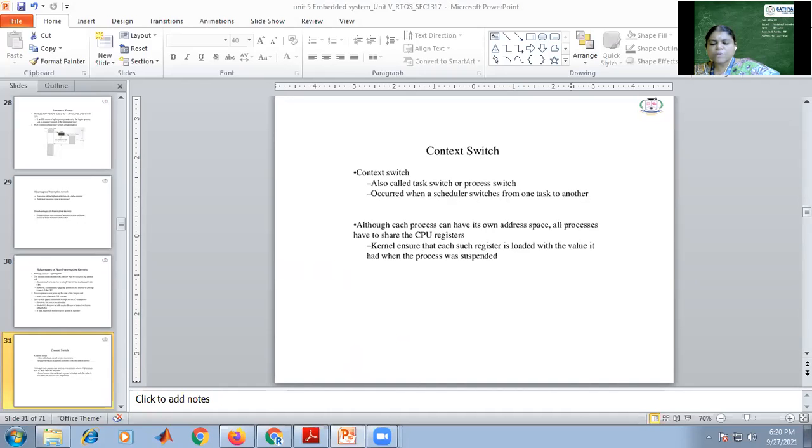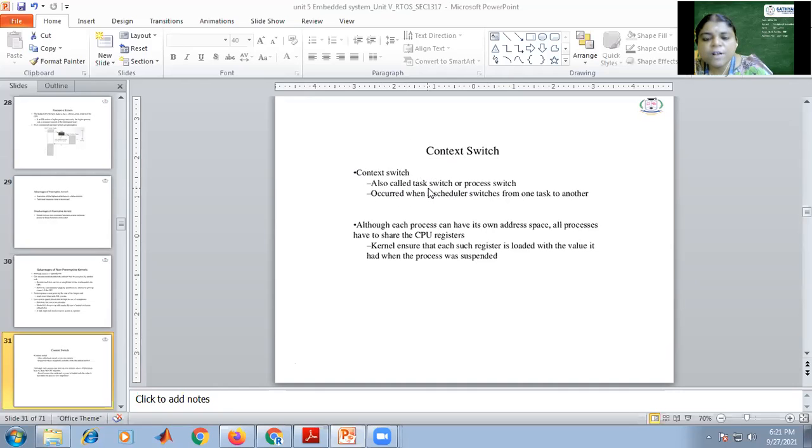Yes, madam. Then, as I told you, the dispatcher is the one which actually gives control of the CPU to the task which is prioritized based on the scheduler. So it has the context switch. Through context switch only it does this operation. Actually, what is this context switch? The other names of context switch are task switch or process switch.